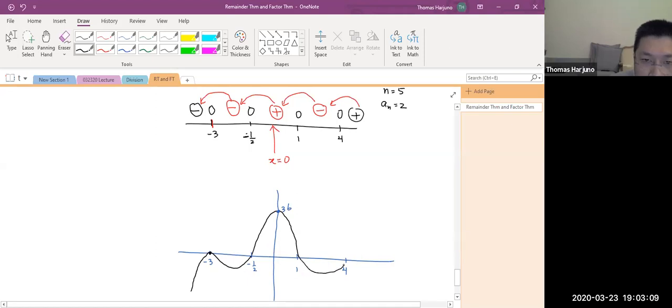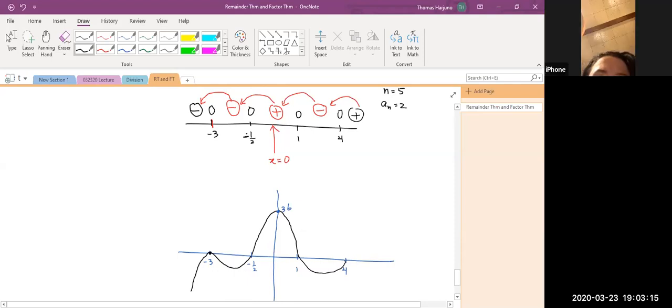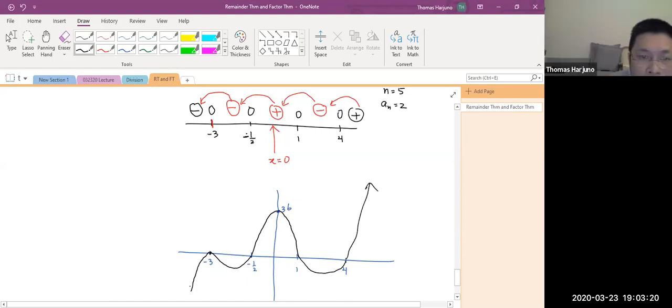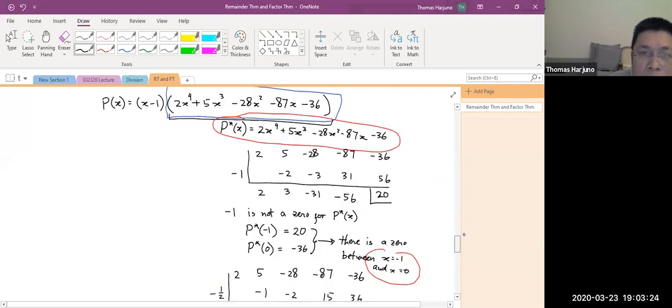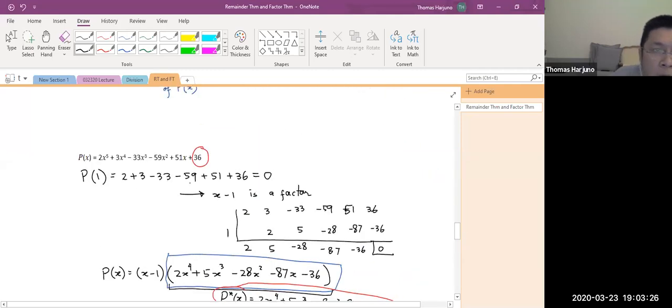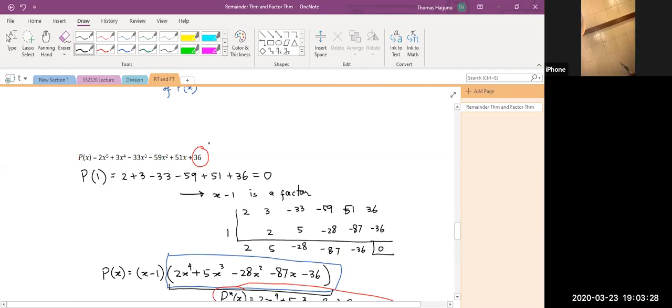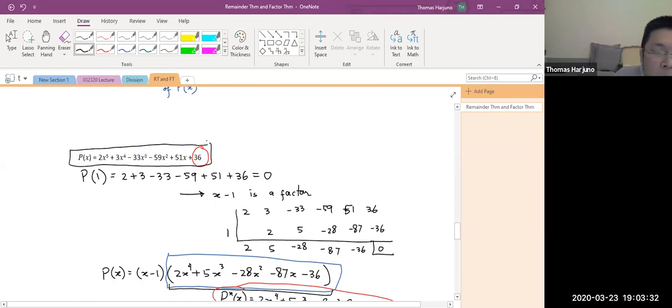And when I touch 4 here, do I go up or down? Up. There you go. Now we have graphed this polynomial. Now again, this procedure is not a simple procedure, it's a long procedure.